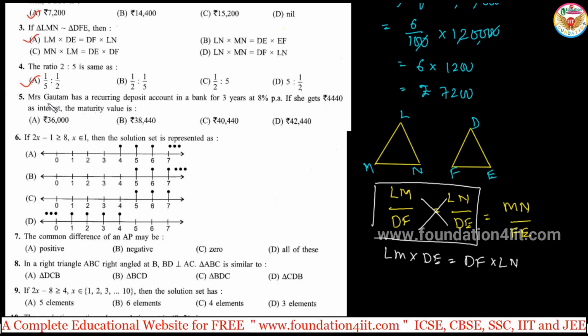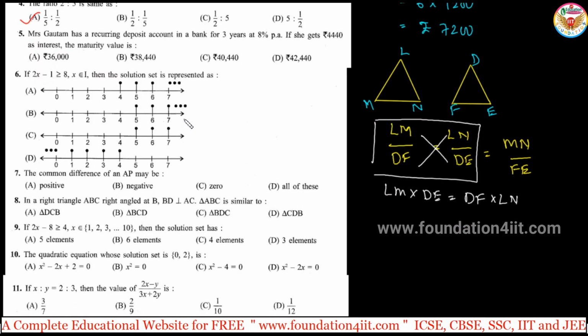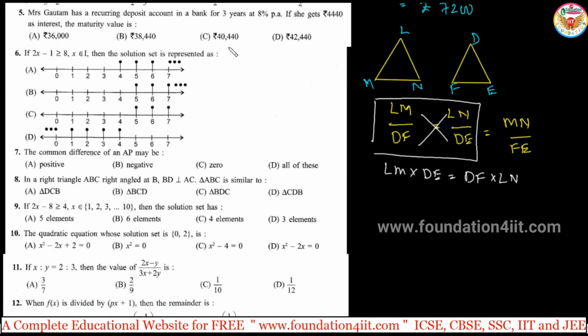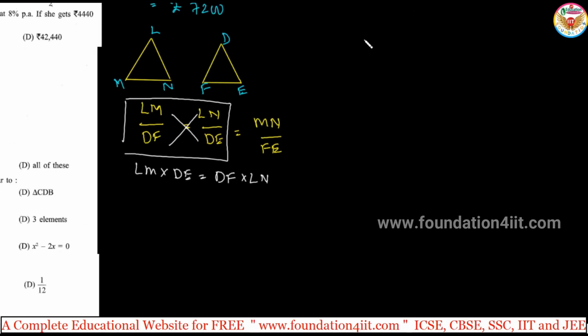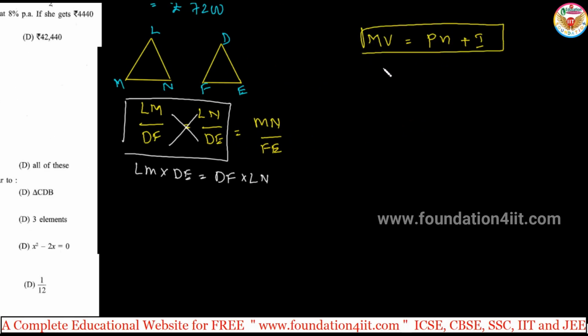And next question you need to solve here. Mrs. Gautam has a recurring deposit account in a bank for 3 years at 8% per annum. If she gets 4,440 as interest, then the maturity value is... okay, let us do this fifth one. Let me take the given data. Actually, we know the formula: maturity value is equal to P into n plus interest. We need to find out the maturity value. For that, we need to find out P also, the monthly deposit.